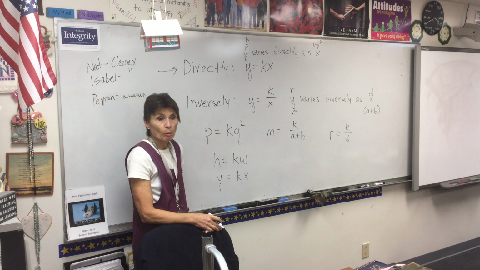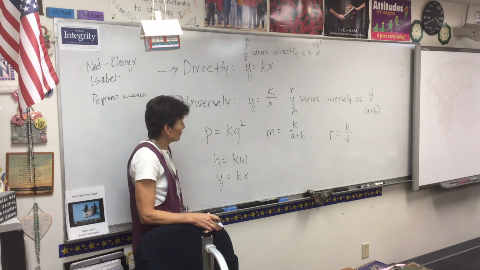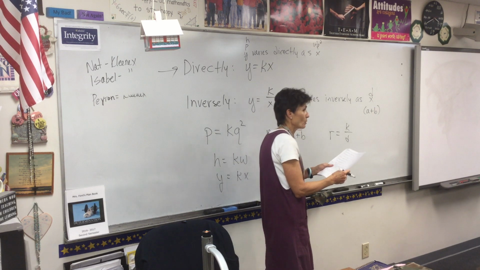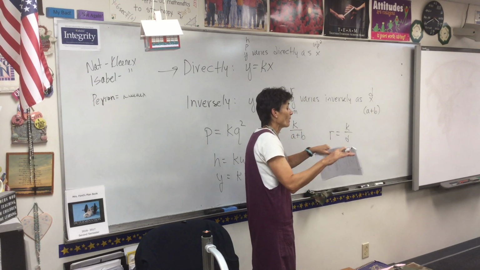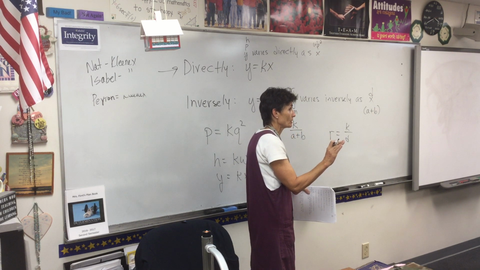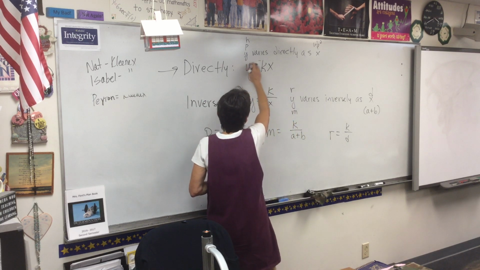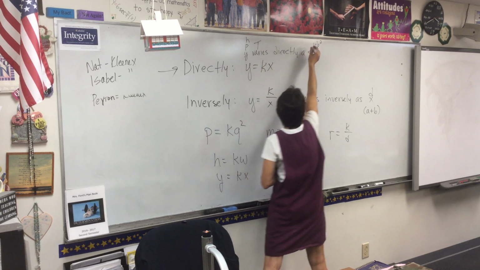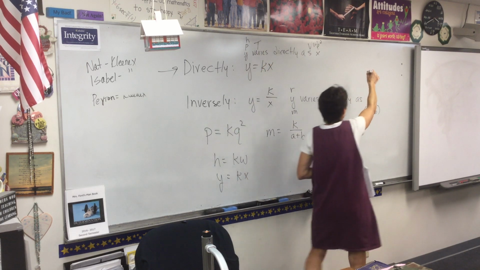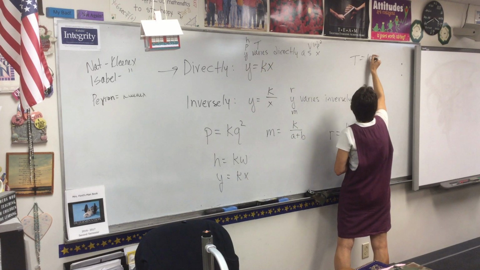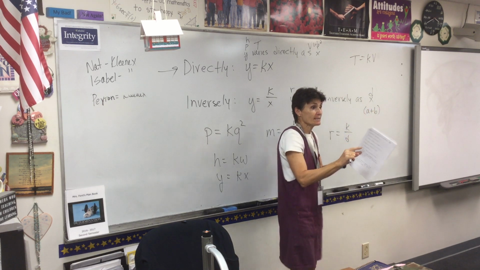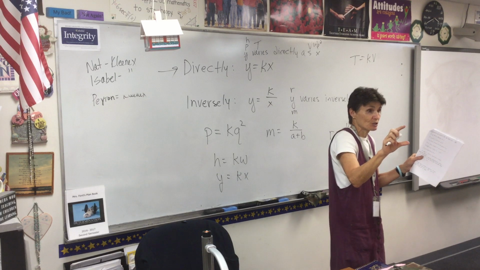All right, so now we're going to do a little problem. See how good we really are at this. Temperature is directly proportional to volume. Stop right there. What's that equation look like? Temperature varies directly as volume. So what is that? T equals kV. So the first sentence, I'm going to write down the relationship.